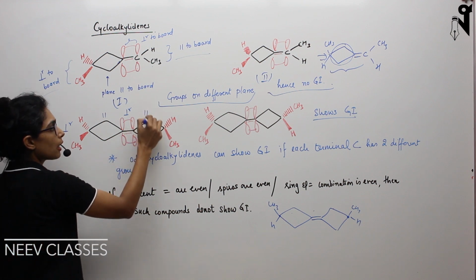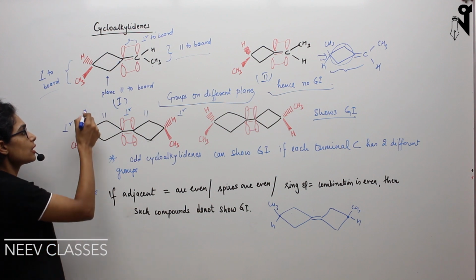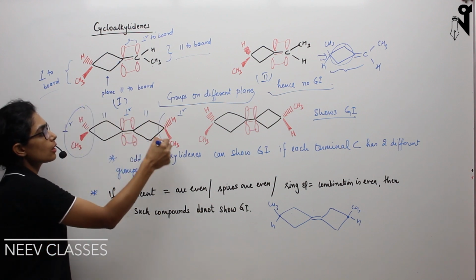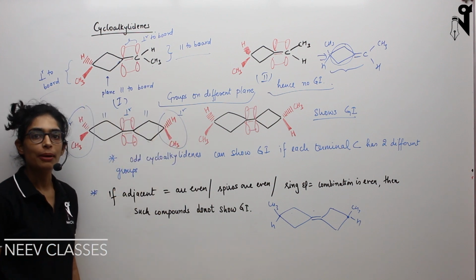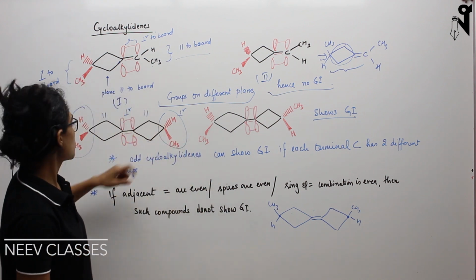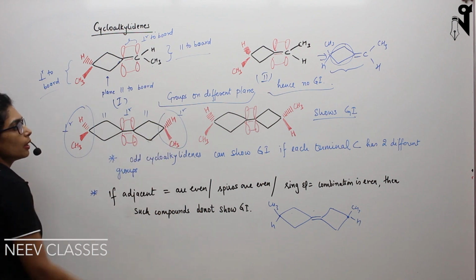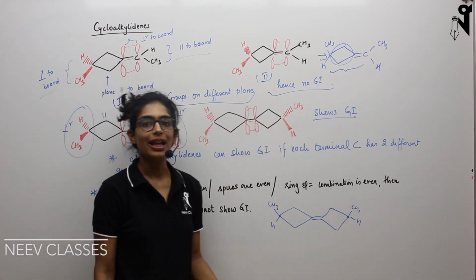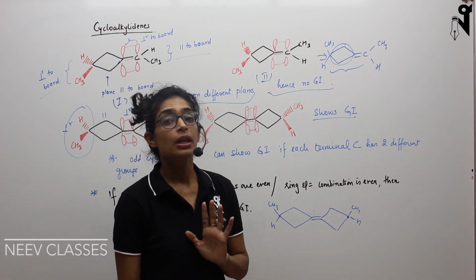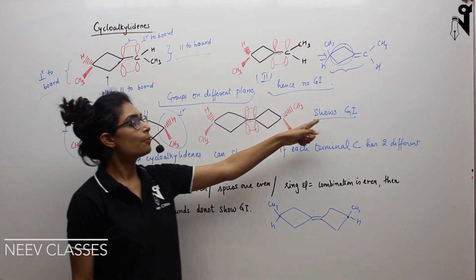This will again be parallel, and this is going to be perpendicular. That's how the arrangement is going to be. So basically this set of groups and these set of groups are going to be in the same plane. When they are in the same plane and you switch their positions, the two CH3s are facing towards the viewer. When you switch it to up, it will be away from the viewer, and in that case L1 and L2 are going to be different. If L1 and L2 are different, that means it will show GI.